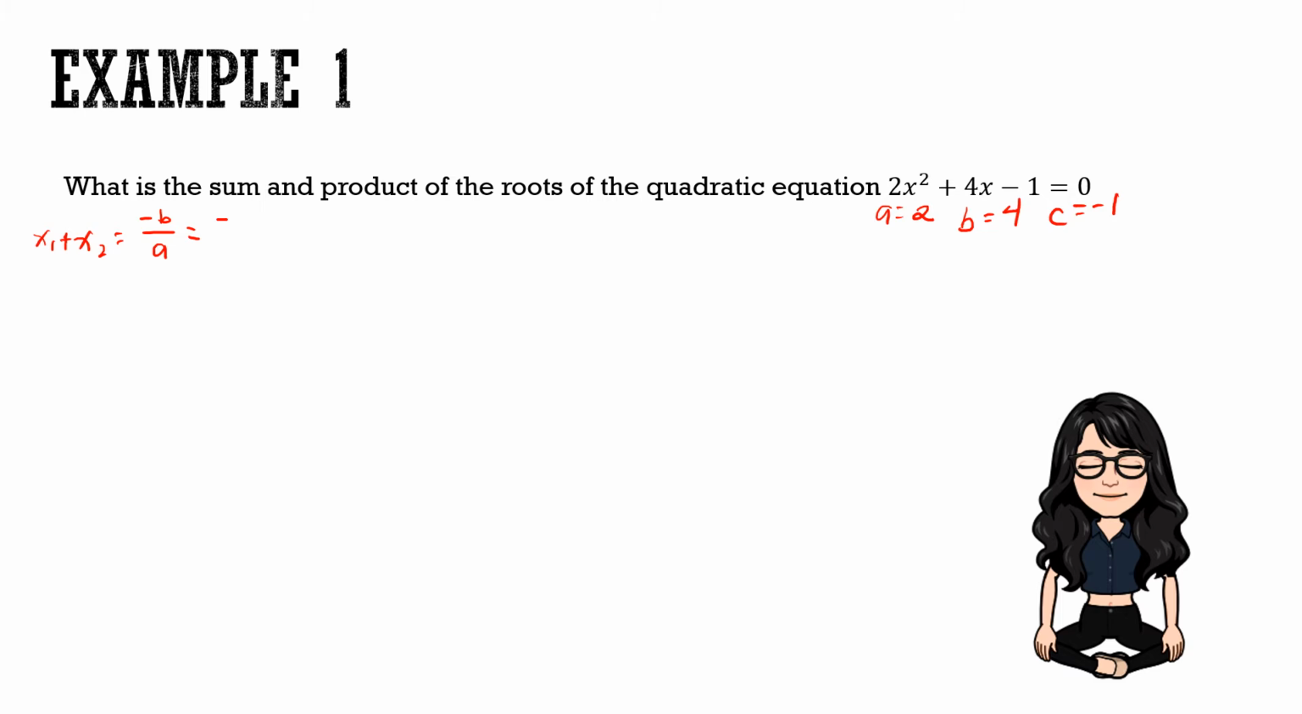Negative, the value of b is 4, over 2. Simplifying it, negative 4 divided by 2 is negative 2. For the product of the roots of the quadratic equation, we have x sub 1 times x sub 2 is equal to c over a. Substituting, we have negative 1 all over 2. Since negative 1 over 2 cannot be simplified, the product of the roots of the quadratic equation will be negative 1/2. Let's check.